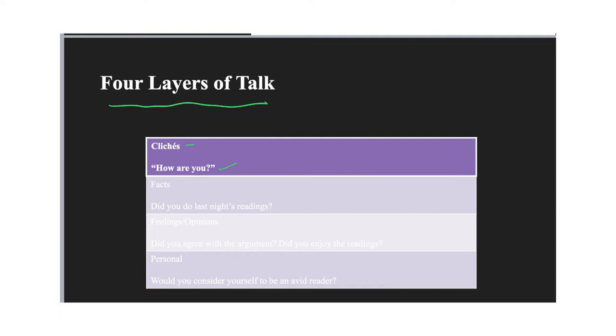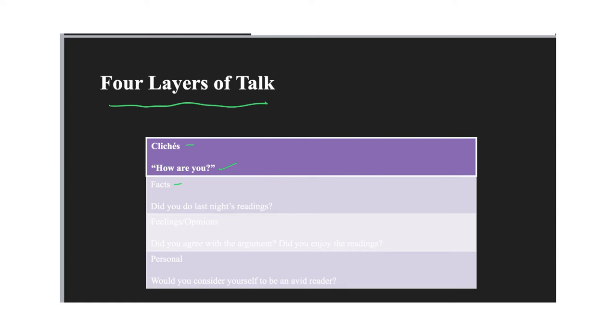So after you hit cliches, you might get into facts, okay? So facts might be something like, let's say it's before class, and you say, did you do last night's readings? That's a fact question because it's something that's either true or false. Or, the weather's hot today. Or, I went to HEB yesterday. Those are all facts. Or, did you go to HEB yesterday? That would be a fact question.